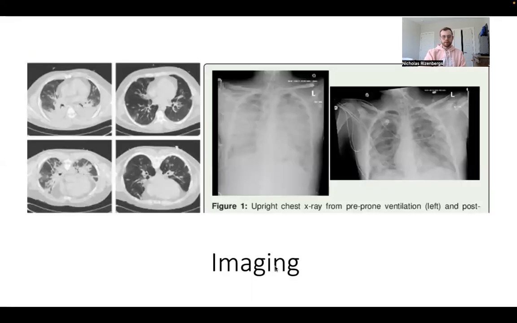So for imaging here, we have a CT scan on the left, and then a chest x-ray on the right. I'm not as familiar with CT scans, but I think I can basically tell you.